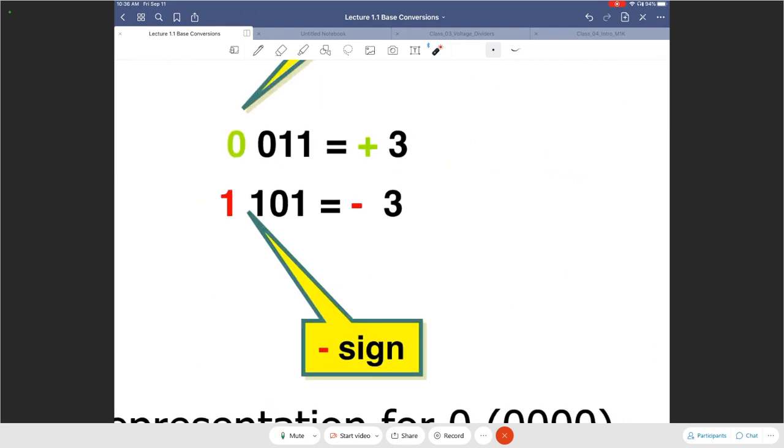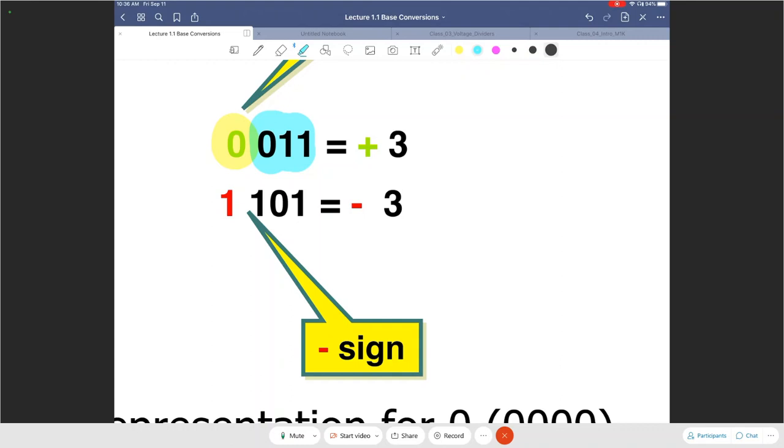Exactly the same as signed. First bit representing the sign, we had 4 bits, so the remaining 3 bits are representing the magnitude. 0, 0, 1, 1, positive 3. So for positive numbers, 2's complement representation remains the same, no problem.